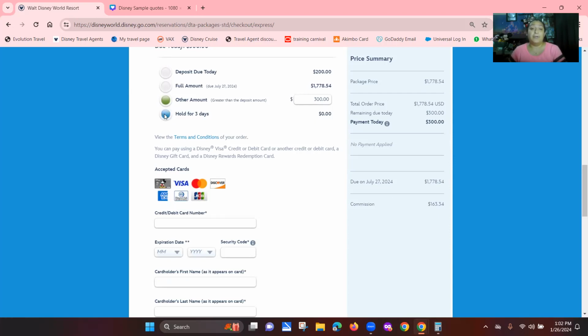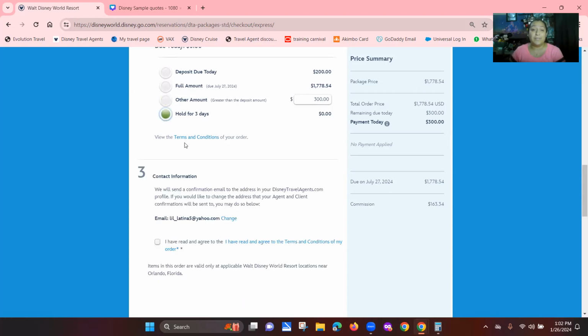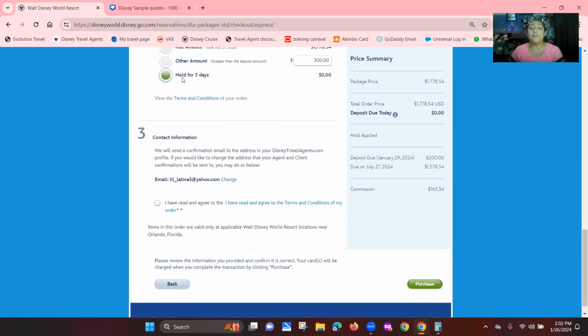Going back to here, going back to the hold, you guys can hold for 3 days. Now, as you guys can see, once I hit that, that goes away. If you hold it for 3 days, it will give you a confirmation number where you have 3 days to go in there and make that payment. Okay, as you can see, it's no longer there.